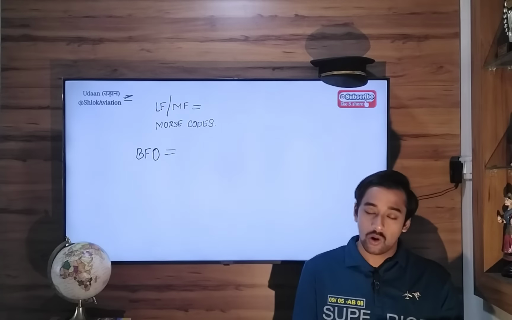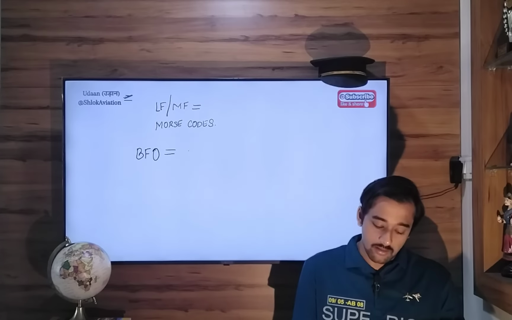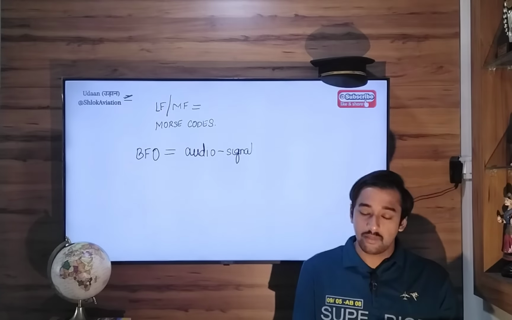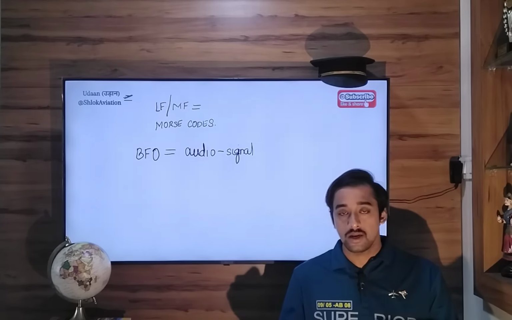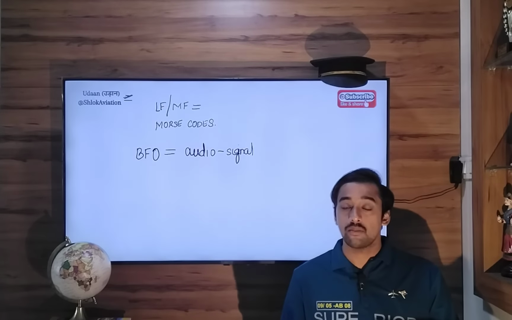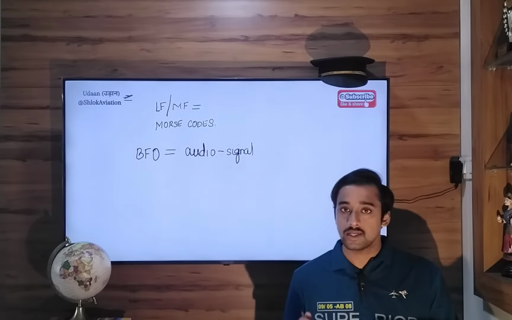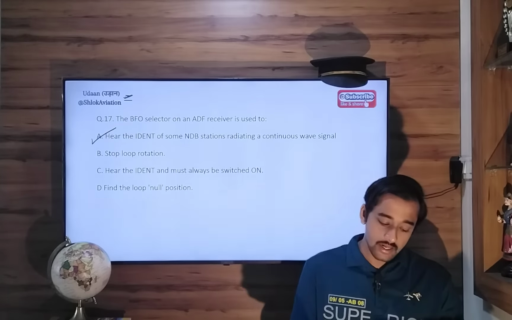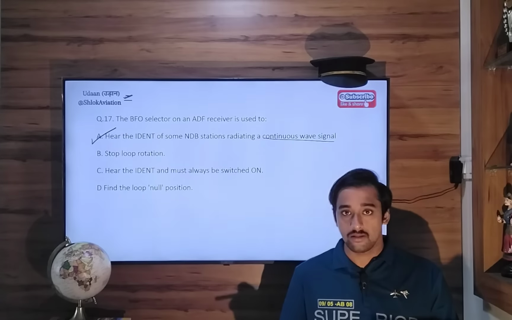What it does is, on the main NDB signal that is received at your aircraft receiver, it superimposes an audio signal. Modulation happens. The main signal is modified and an audio signal is superimposed on it so that the pilot is able to hear the Morse code identifier. So the job of the beat frequency oscillator is to enable the pilot to hear the Morse code. Accordingly, the correct answer is to hear the ident of some NDB stations radiating on a continuous wave signal.